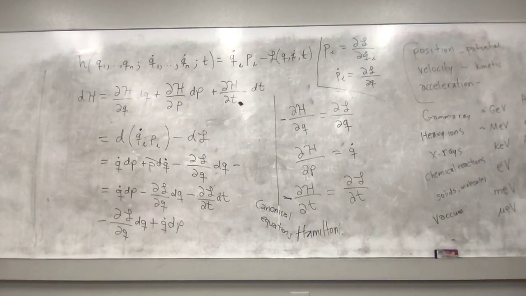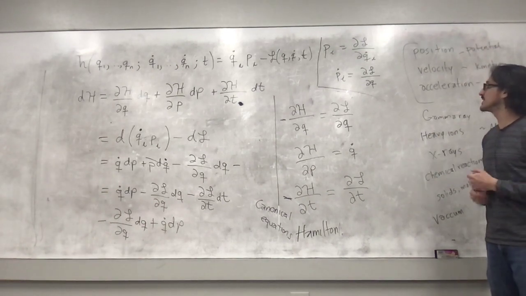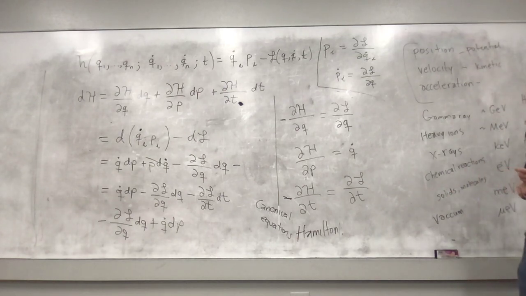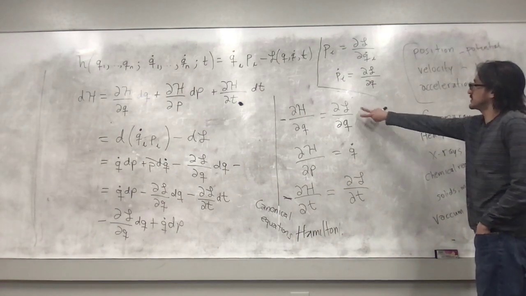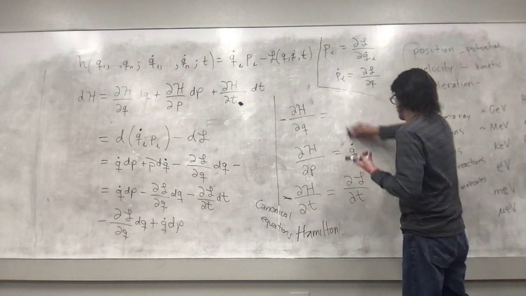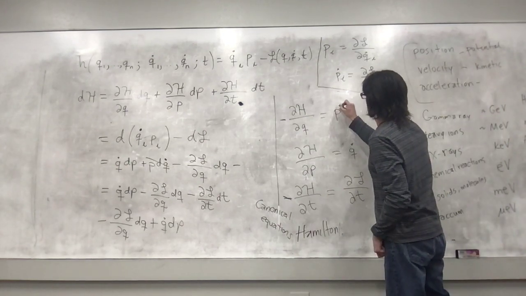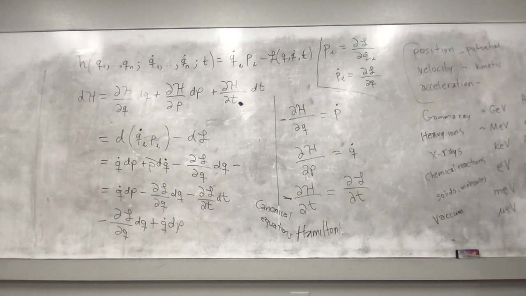Okay, so what is the relationship between the original Euler-Lagrange equations that we were dealing with and these ones? This one, see if I can... Yeah, so this one is p dot. It's over there. Okay, so that makes it look a little prettier. And we have the negative and the negative.